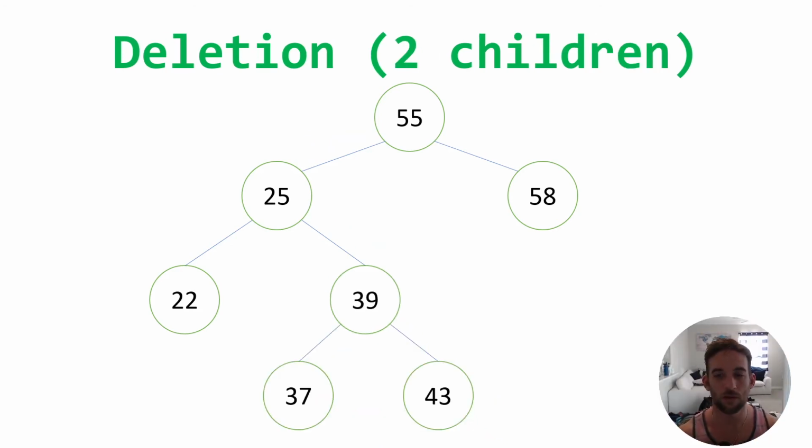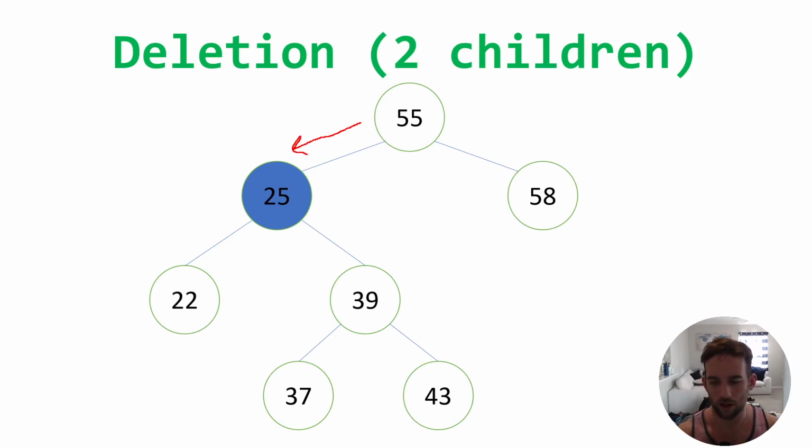Okay, so now we're on deletion for 2 children. Now this is a little bit trickier. So let's just say we want to delete the node which has a value of 25. Well, first off, we need to find it. So we start at the root and search for it. Right there it is. We know it exists. So this node has 2 children, 22 and 39.